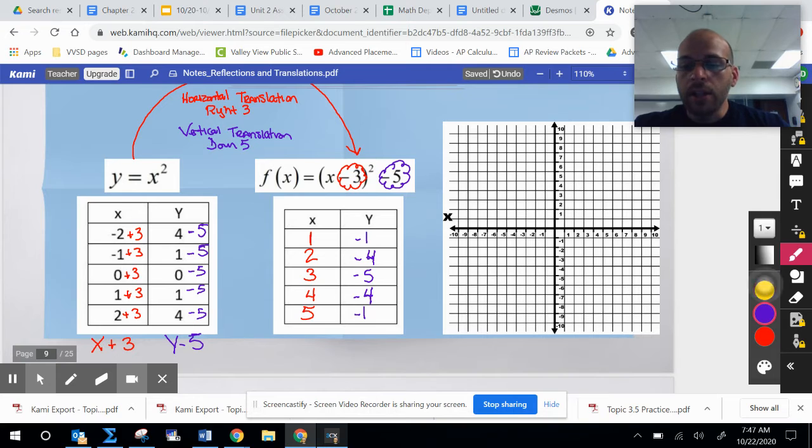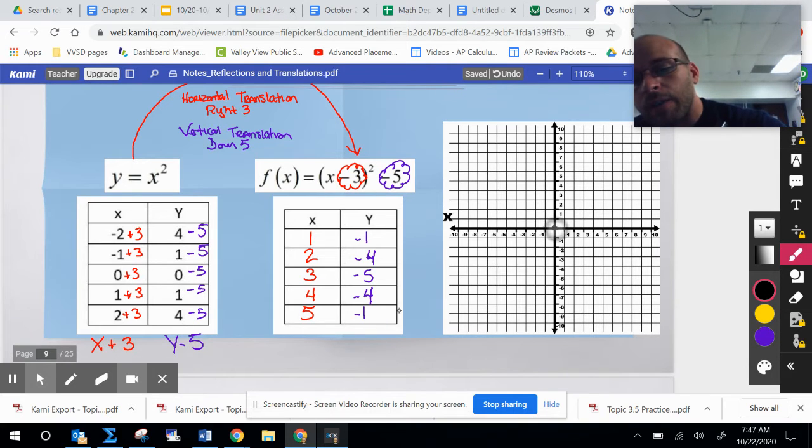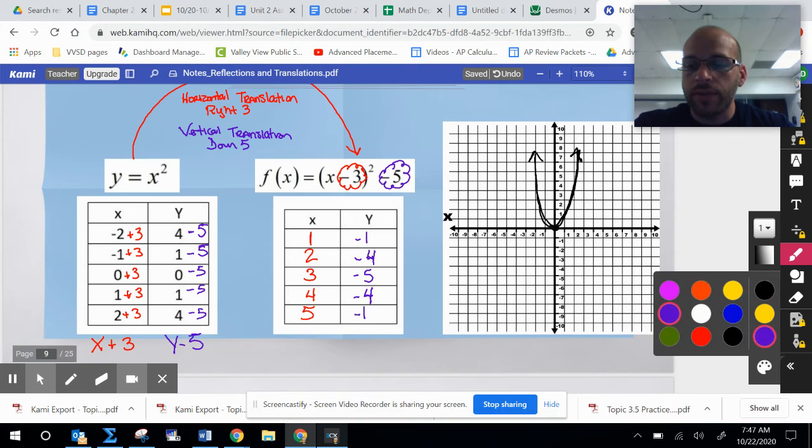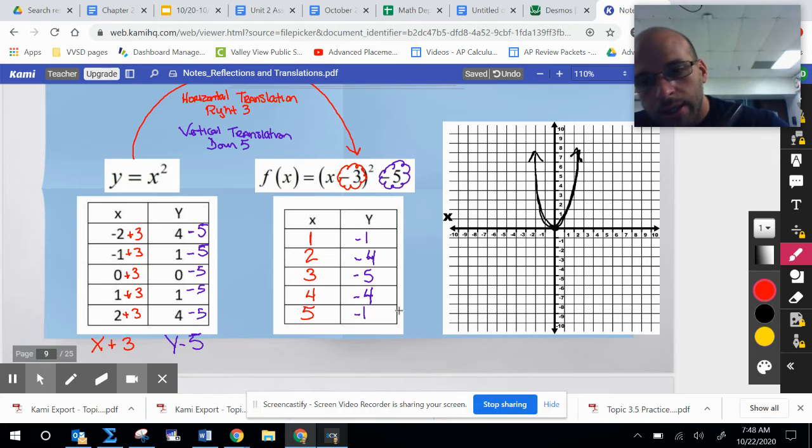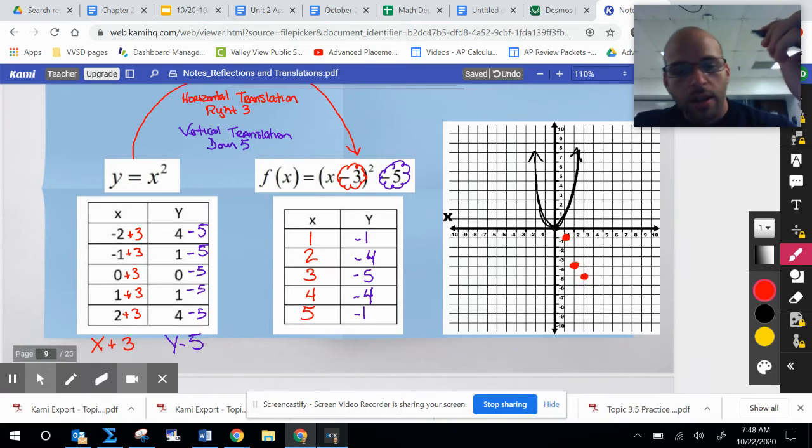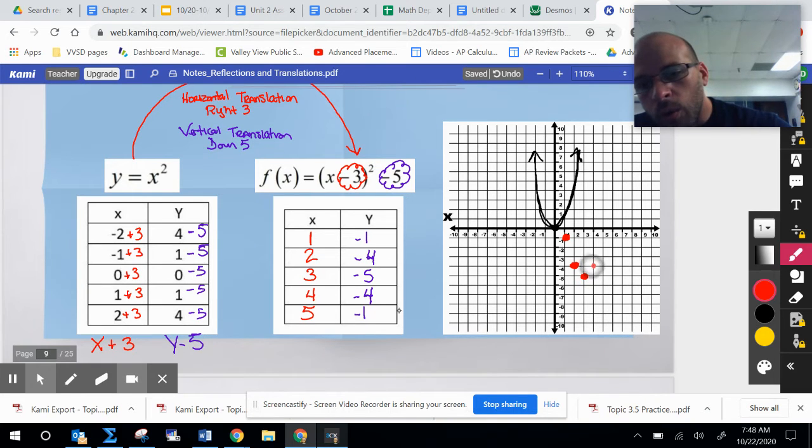So now I know what the basic function looks like. The basic function goes through that origin. All right, but let's see what this new function looks like after the transformation. So I'm going to plot these points. I'm going to say, okay, I'm going to go to 1, -1. Then I'm going to go to 2, -4. There we go. And I'm going to go to 3, -5. 4, -4. And 5, -1.